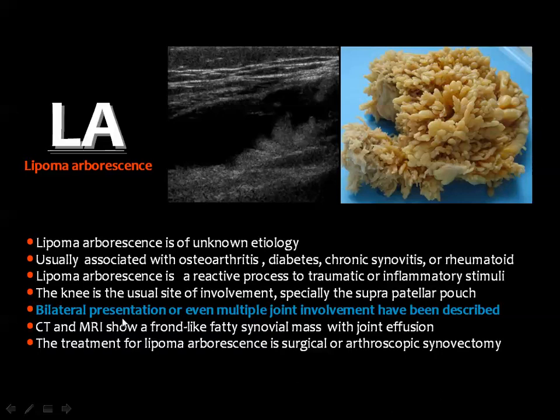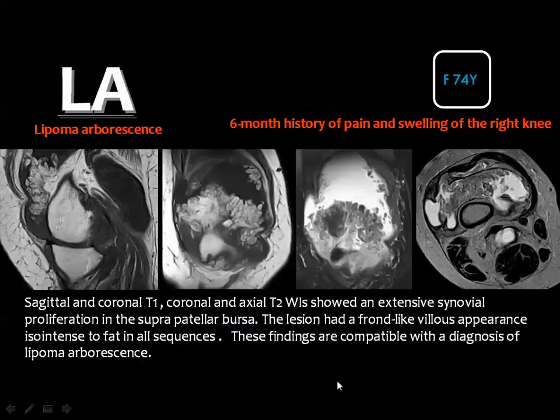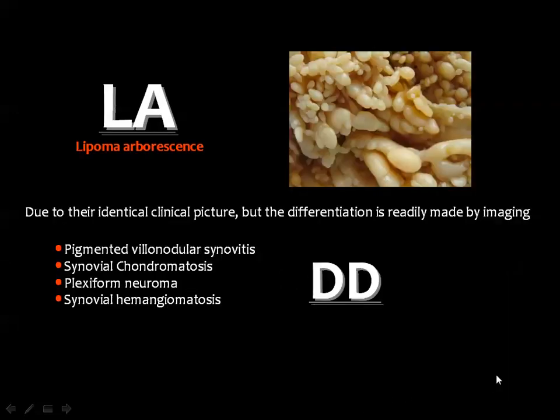Bilateral presentation is well known, and even multiple joint involvement can be seen. CT and MRI will show the fatty synovial mass with joint effusion, and the treatment is by synovectomy. This is a good example of lipoma arborescens: sagittal T1, coronal T1, coronal STIR, and axial T2. You see the frond-like fatty mass with branches inside the joint with a significant amount of joint effusion.